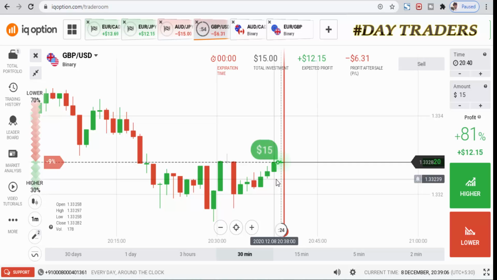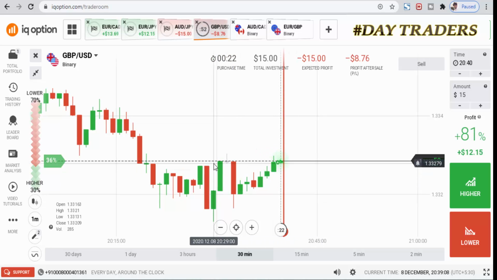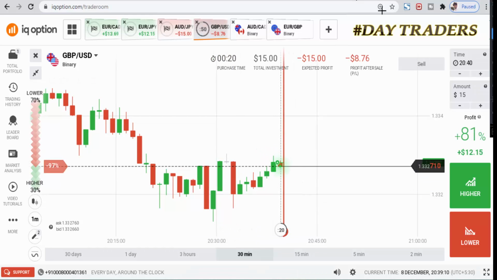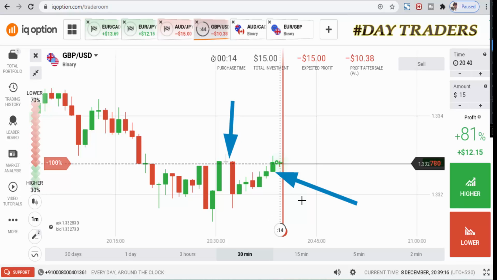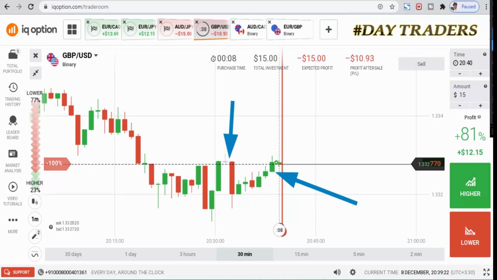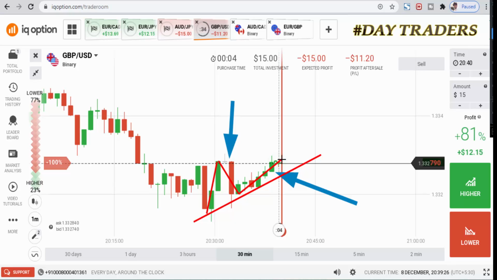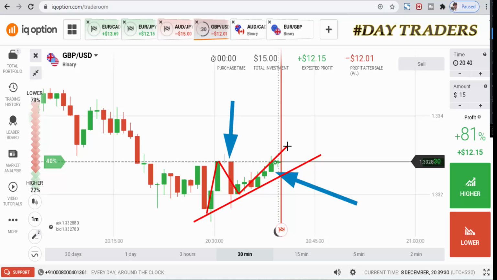Okay, I'll place a higher option. And this is a very strong momentum. It's a seller's entry point, but I'm expecting to make another bullish candle. Why? Because the market momentum is higher highs, so that's the reason I'm expecting to make a bullish candle.